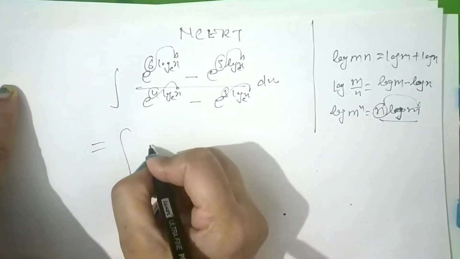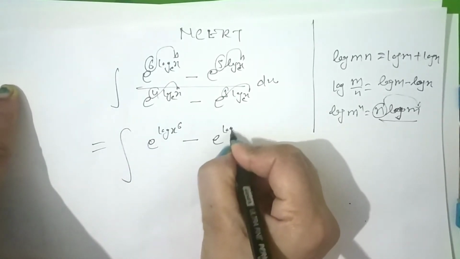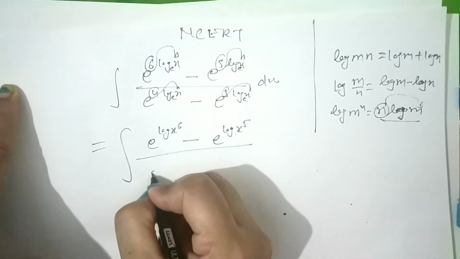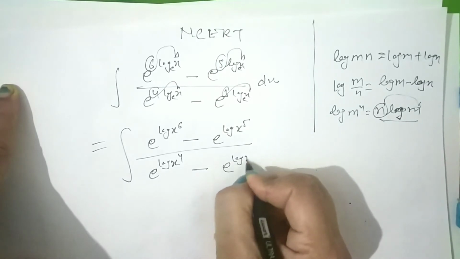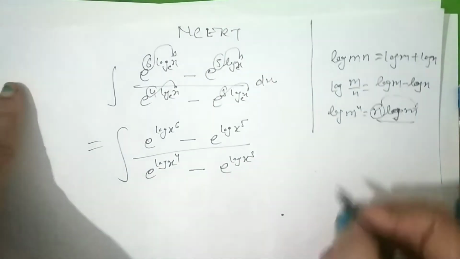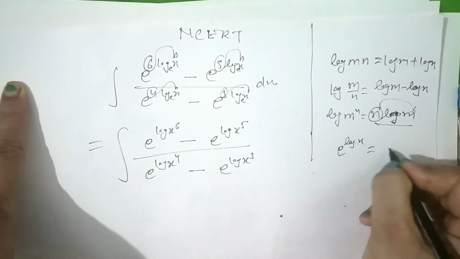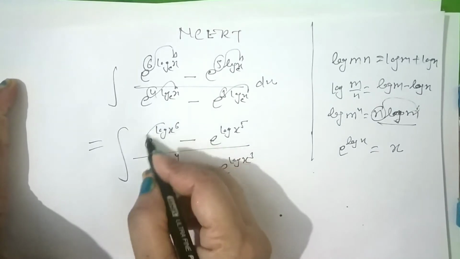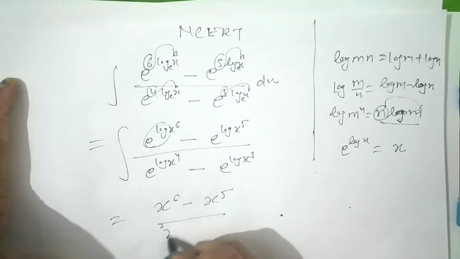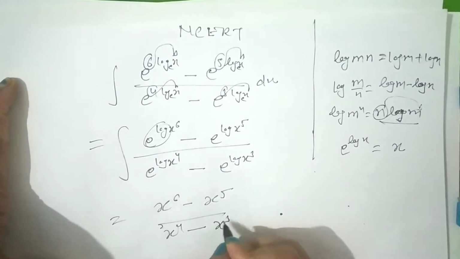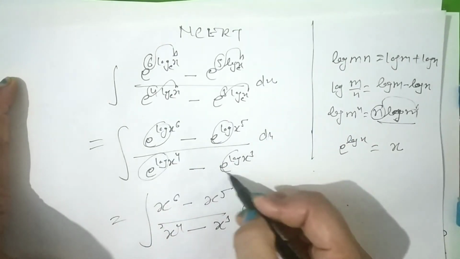So this integral will become e raised to power log x raised to power 6 minus e raised to power log x raised to power 5, and upon e raised to power log x raised to power 4 minus e raised to power log x raised to power 3. Now we know that log and e cancel with each other. If we have e raised to log x, it is just x. So this term will vanish and you have only x raised to power 6 minus x raised to power 5 upon x raised to power 4 minus x cube. You will be left with this term only because e and log cancel with each other.